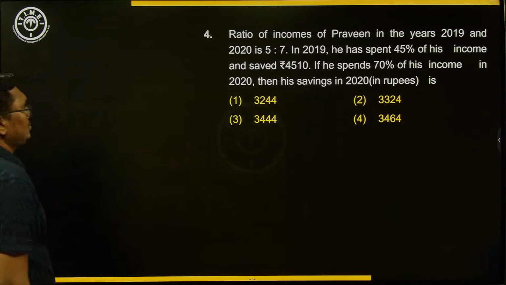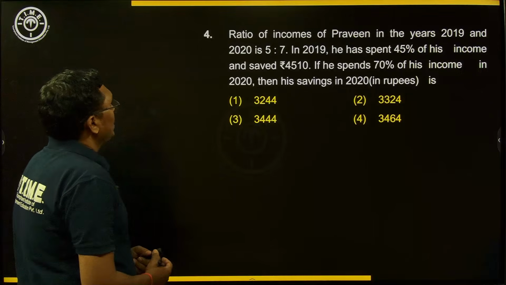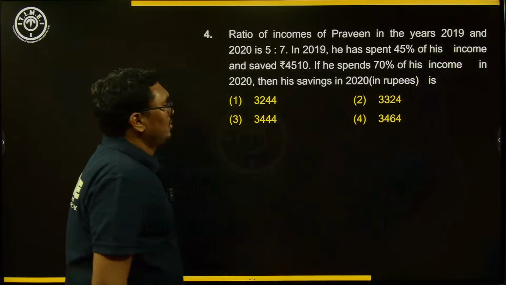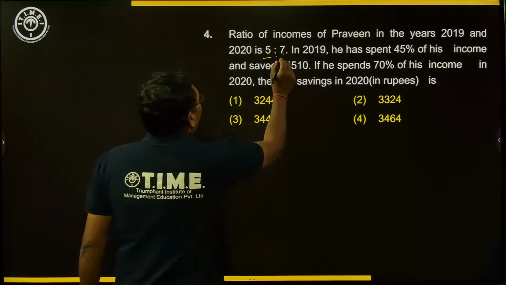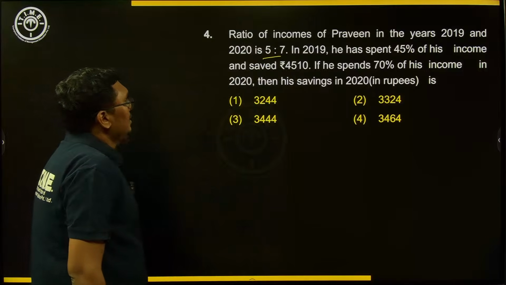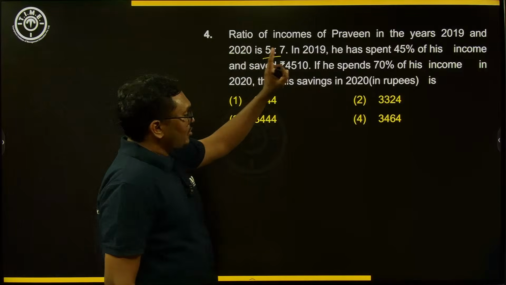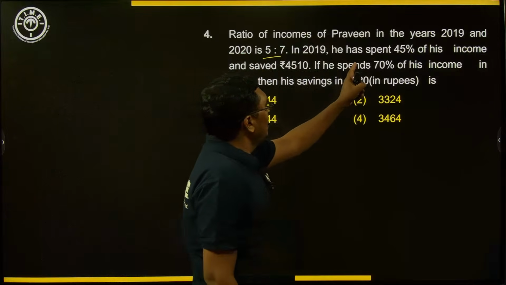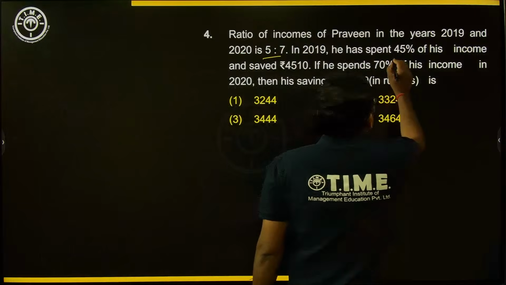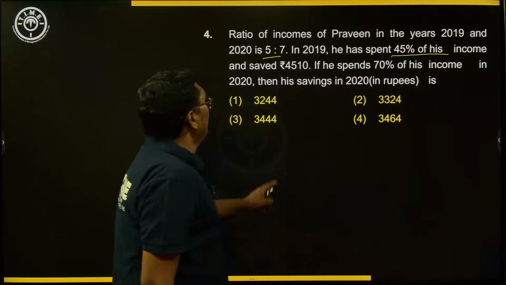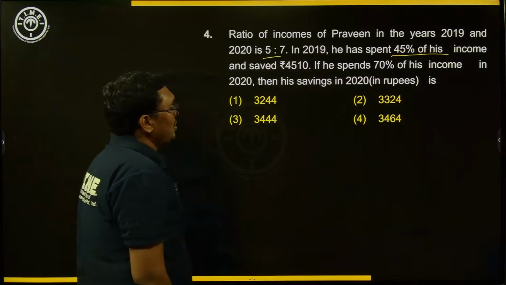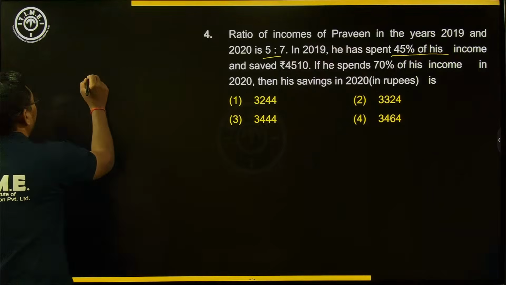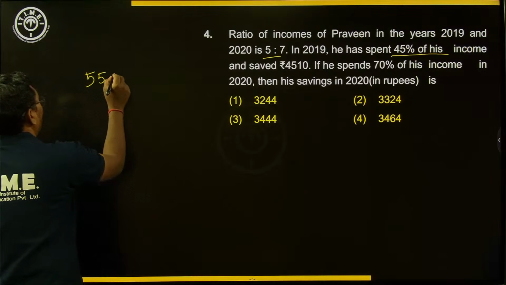Next, question number 4. So the ratio of income of Praveen in the years 2019 and 2020 is 5:7. So what is 5:7? These are the incomes of Praveen in 2019 and 2020. So in 2019 he has spent 45% of income, okay, and saved 4510. So 4510. So that means 45% is spent, means what is savings? That is remaining 55%.